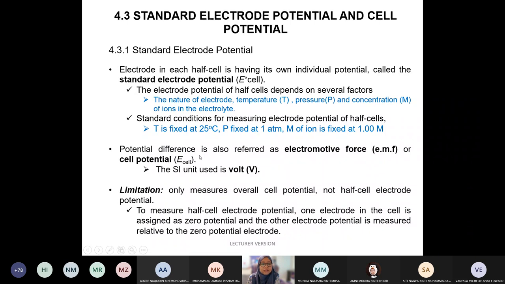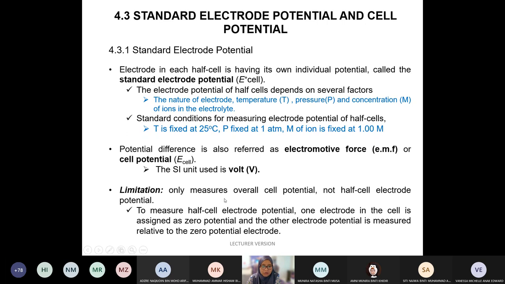Okay guys, now potential difference is also referred to as electromotive force, EMF, or cell potential. It means that when you have two electrodes there, you are actually measuring the EMF or the cell potential. The one above is focusing on the potential of one electrode. The SI unit should be the volt, so we are going to be using the unit V. However, the limitation is that we only measure the overall cell potential, not the half cell electrode potential.